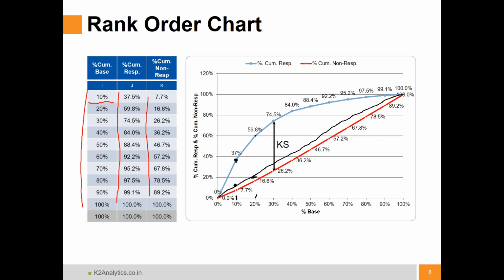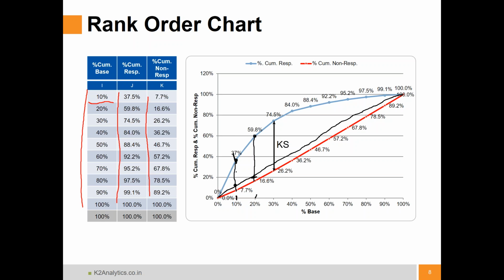If I target 2 buckets, I get 60%. If I target 3 buckets, 70. If I target all 10, then obviously 100. Likewise, if I do a plot of non-responders. So here, can you see this is the gap between responders and non-responders? This is the gap between responders and non-responders if you target 20%.